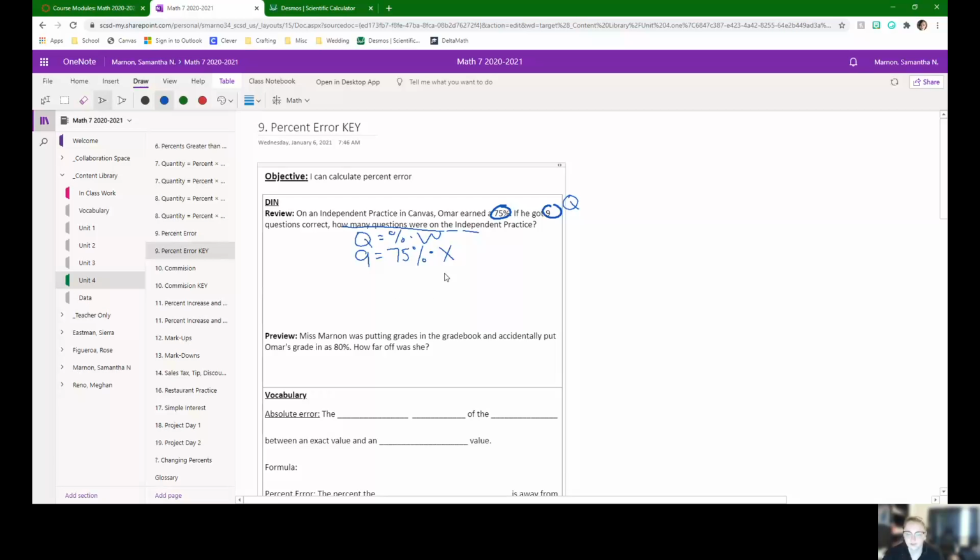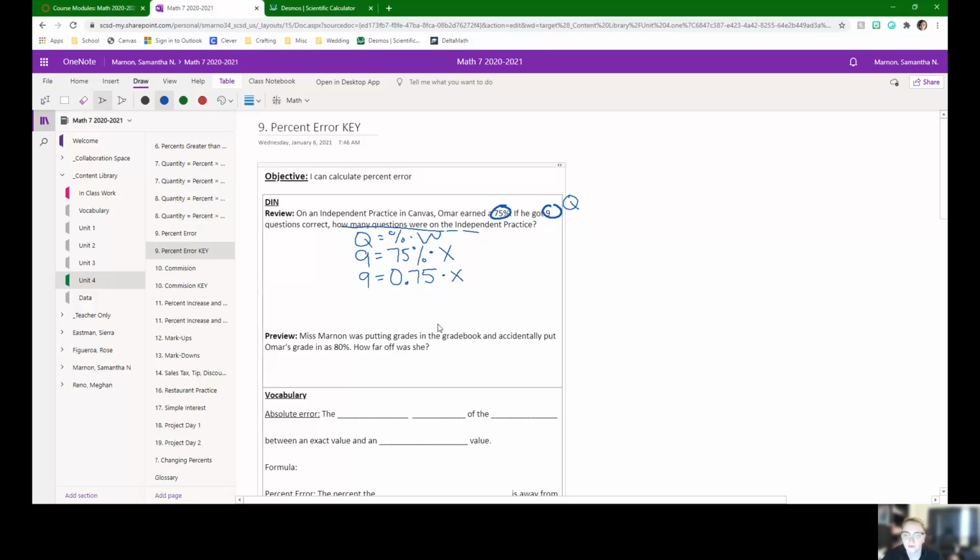So if you couldn't get this far and you think you can solve it now, pause the video and see if you can solve this question now. Okay, so the first thing we need to do is change this 75% to a decimal. So I'm just going to rewrite this where 75% is a decimal. We should be getting very good at conversions right now. That's 0.75 times our X.